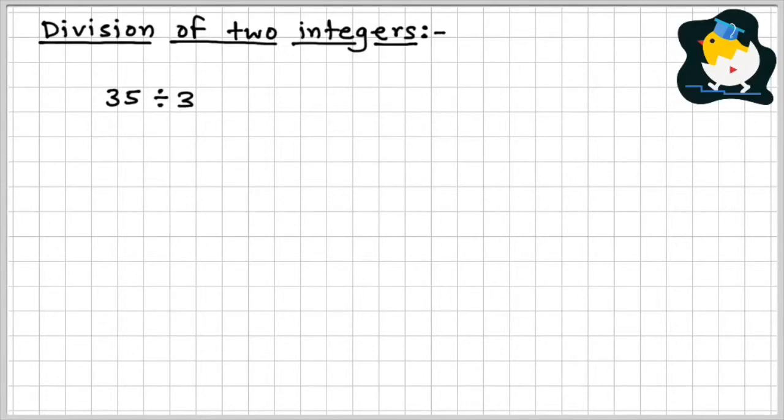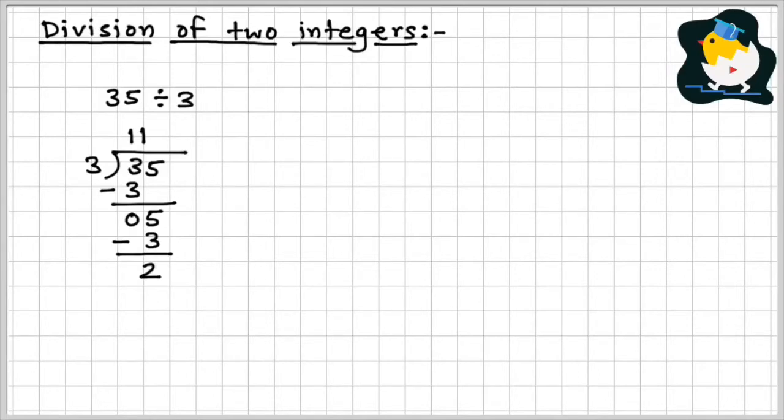I'm sure for all of us this answer is very easy. If I divide 35 by 3, initially we will have 3 ones are 3, after subtraction here 0 and we'll write 5 here, then 3 ones are 3 again, and after subtraction here we will have 2.